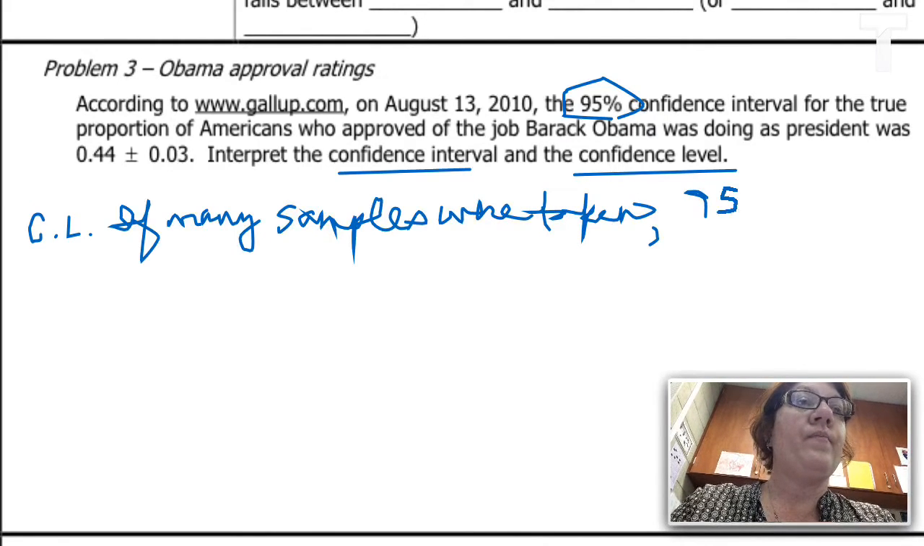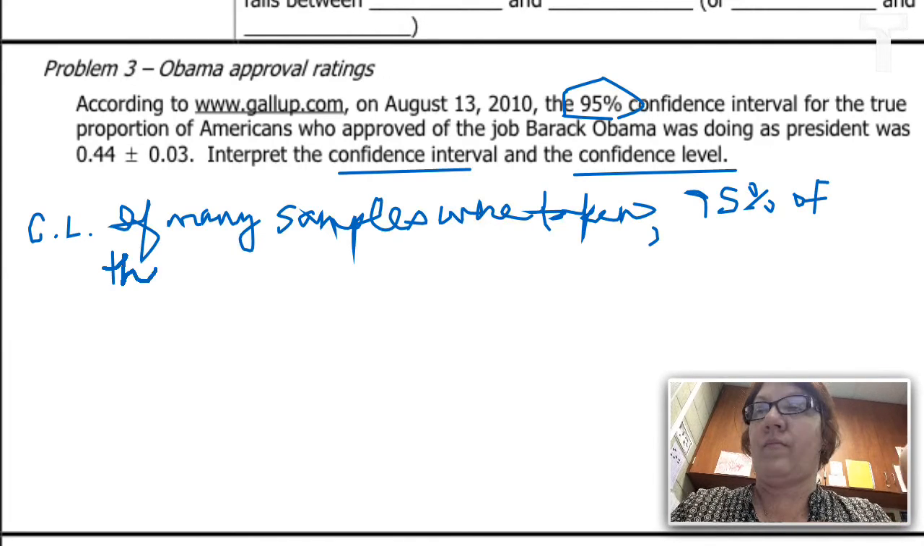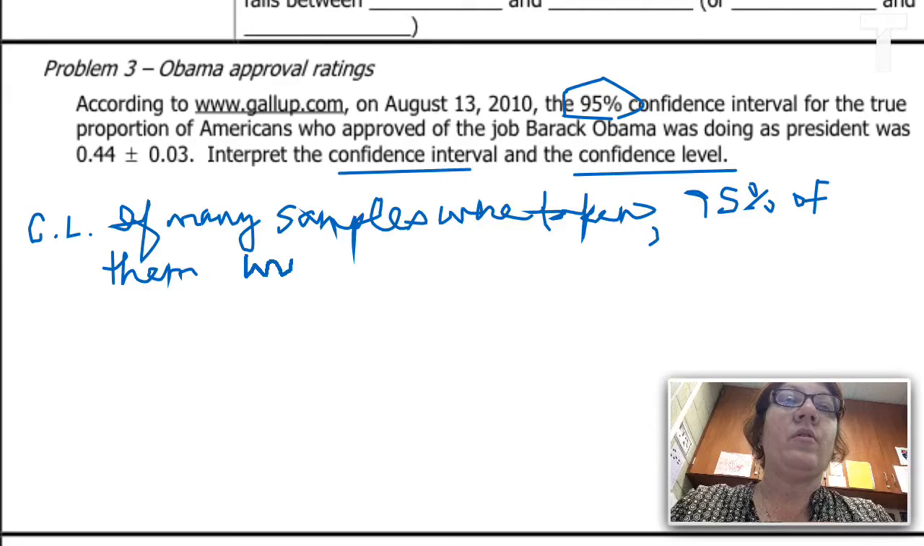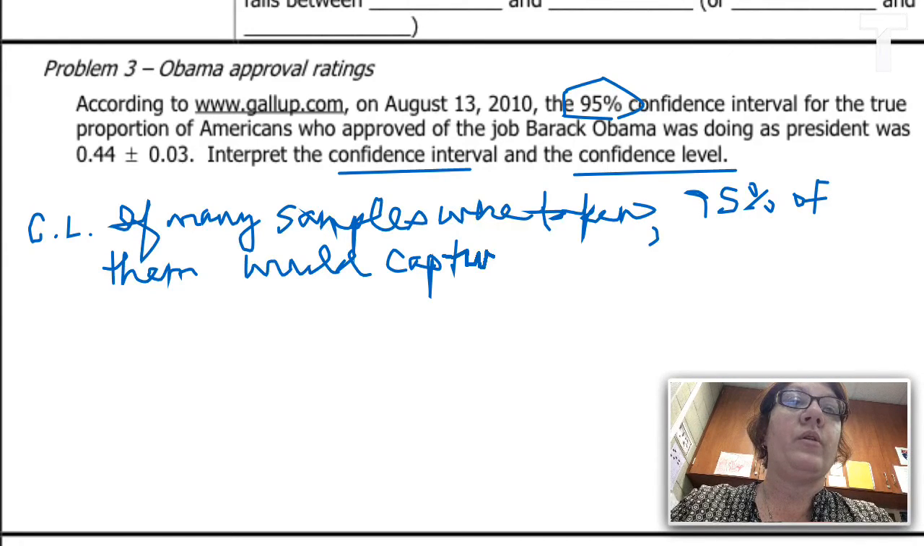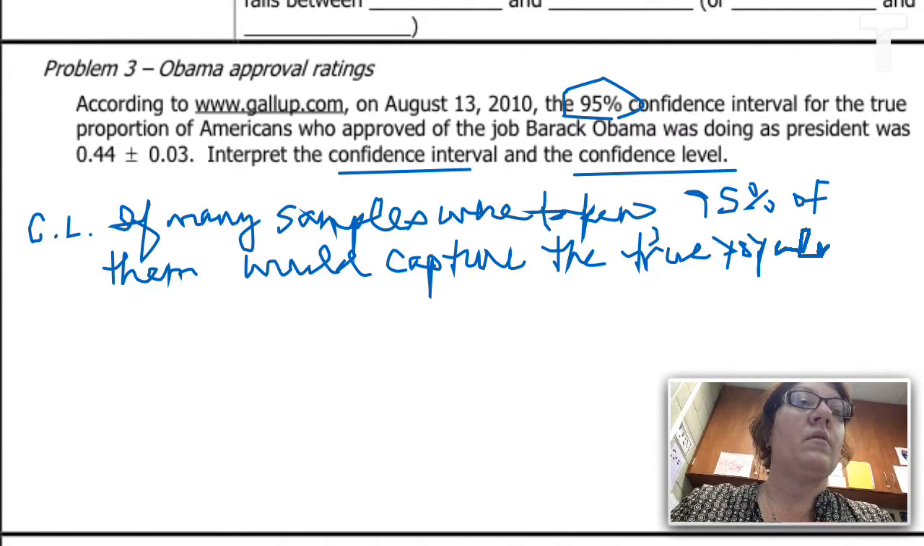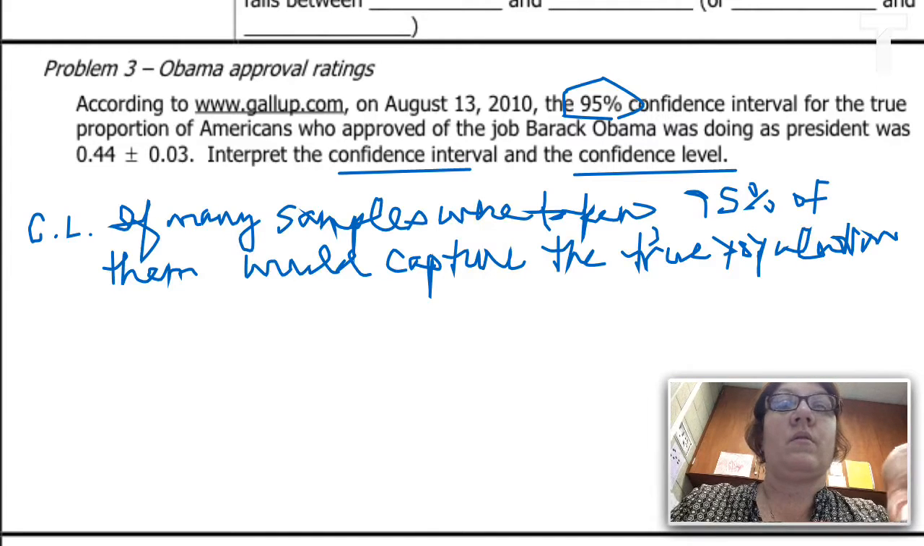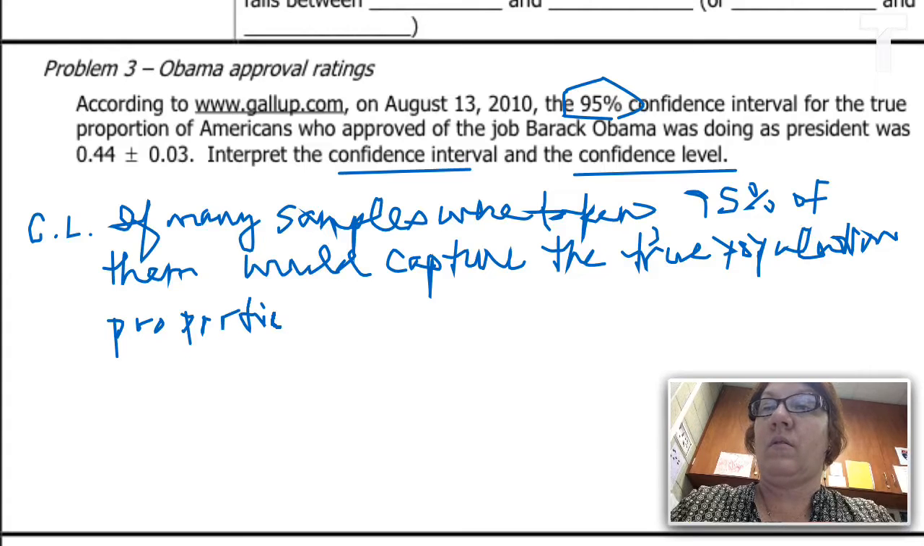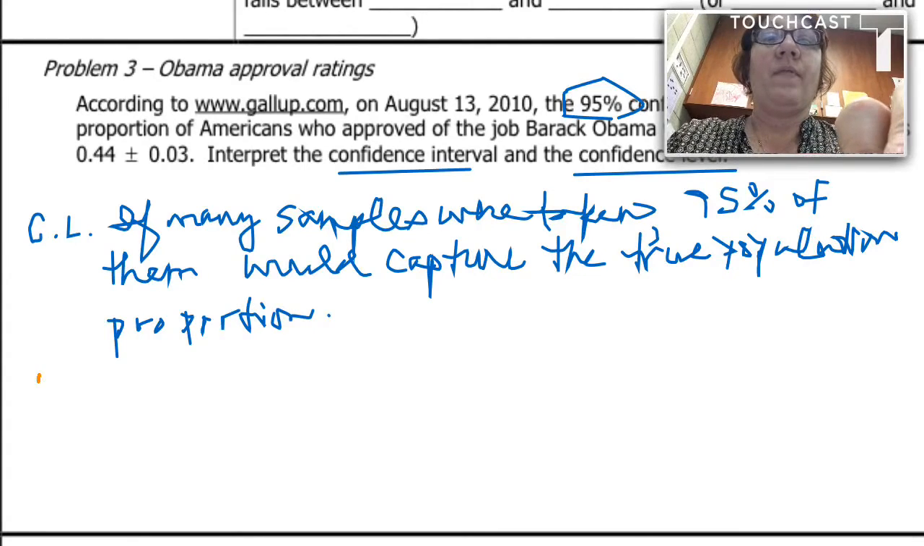"95% of them would capture the true population proportion." And now to do the confidence interval.